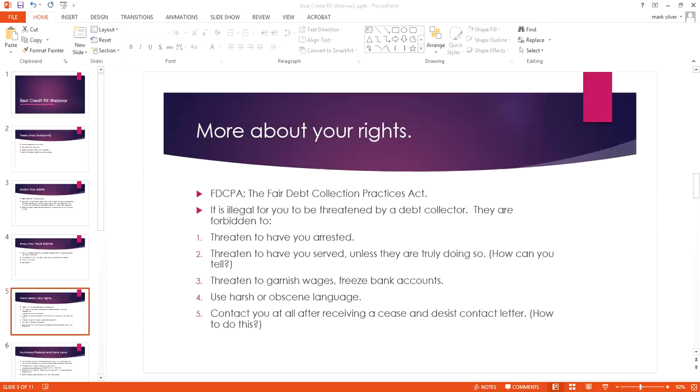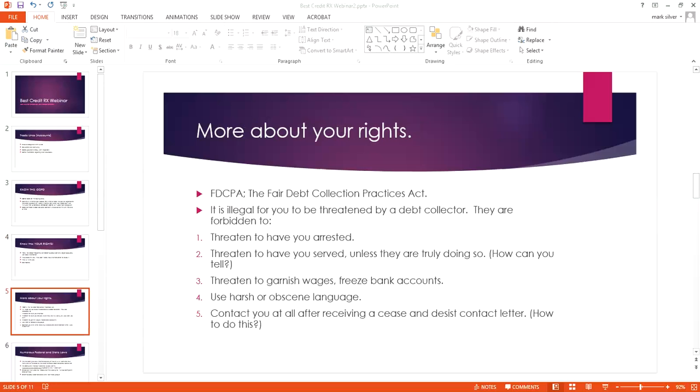They can't threaten anything to garnish wages, freeze bank accounts. They cannot use harsh or obscene language, be rude, be nasty. And after receiving a cease and desist contact letter, they can be fined for contacting you. Cease and desist contact, my advice is this.